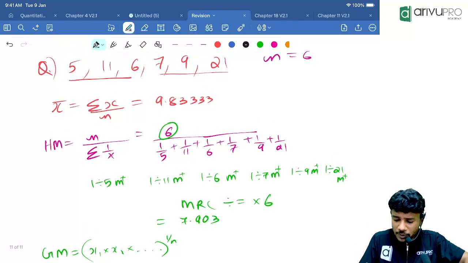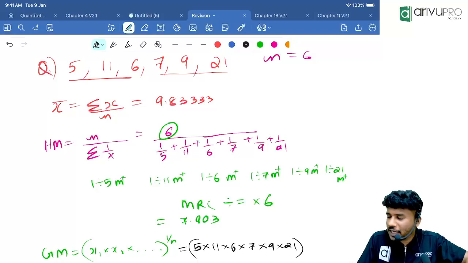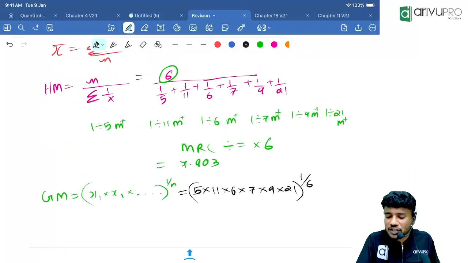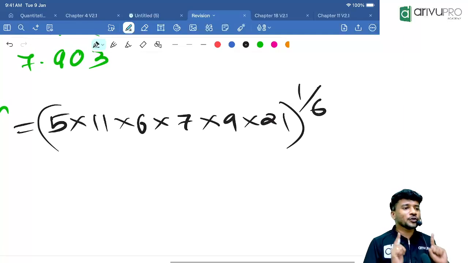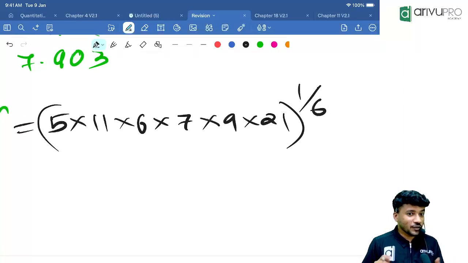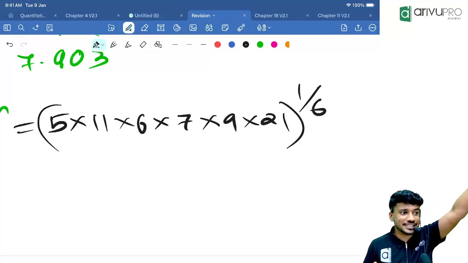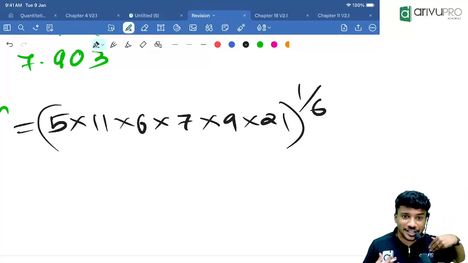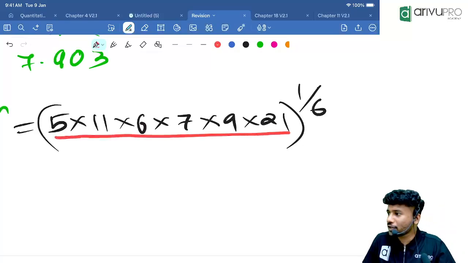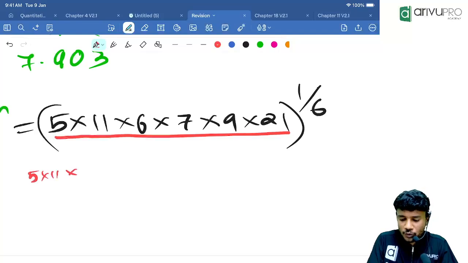That is nothing but 5 into 11 into 6 into 7 into 9 into 21, the entire thing raised to what? 1 divided by how many terms are there? 6 terms are there. Do you know the method to find this without option hitting? Whenever the power is a fraction or decimal, we have a calculator shortcut, right? First of all, everyone find this product in your calculator.